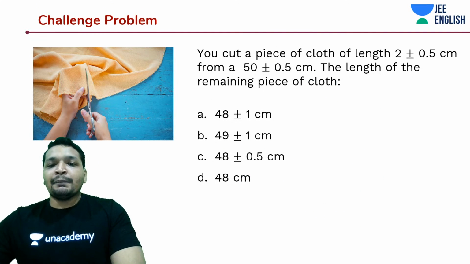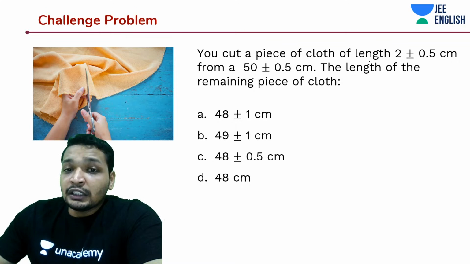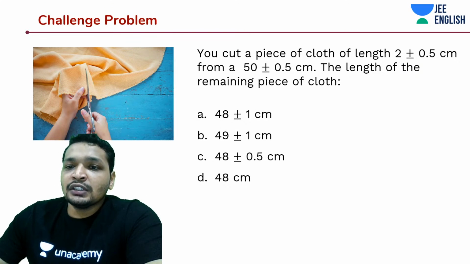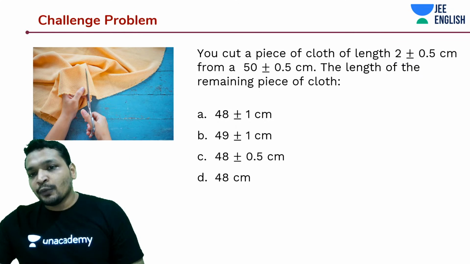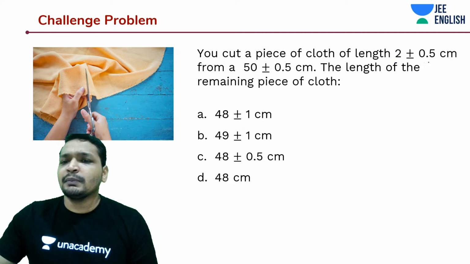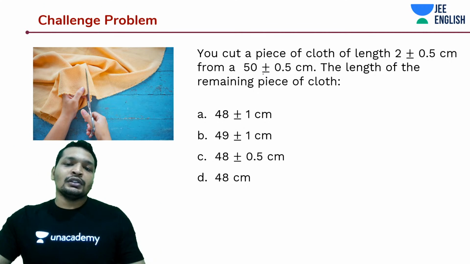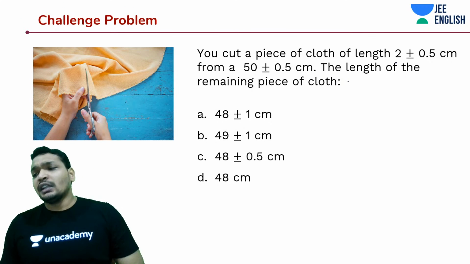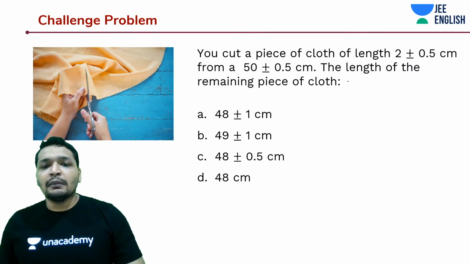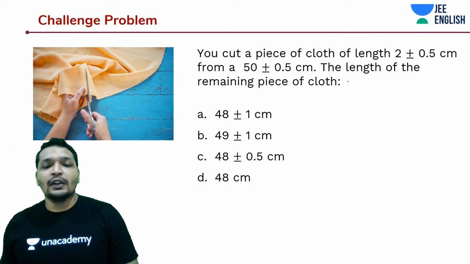For an example, you have to cut a piece of cloth, and you have cut a piece of cloth which is 2 plus or minus 0.5 centimeters. You're not sure whether you have cut 0.5 centimeters more or 0.5 centimeters less. That means your value can lie between 1.5 and 2.5. And the cloth that you got from the factory itself is 50 plus or minus 0.5 centimeter. Then what should be the length of the remaining piece of cloth?